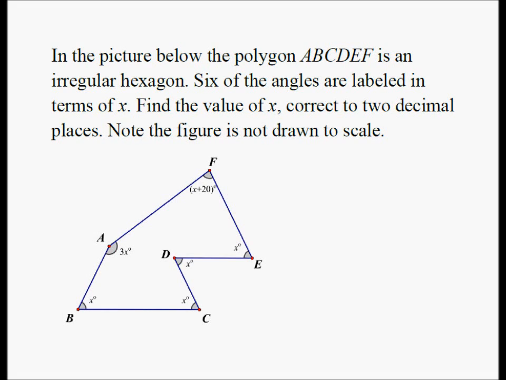In the picture below, the polygon ABCDEF is an irregular hexagon. 6 of the angles are labeled in terms of x. Find the value of x, correct to 2 decimal places. Note the figure is not drawn to scale.